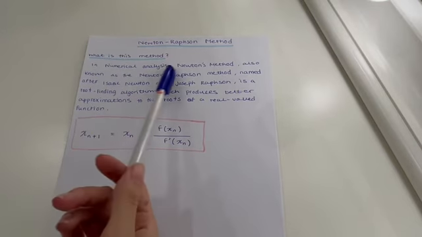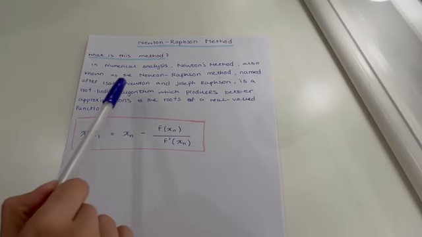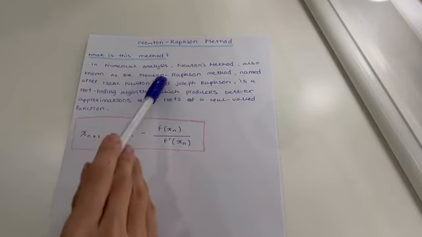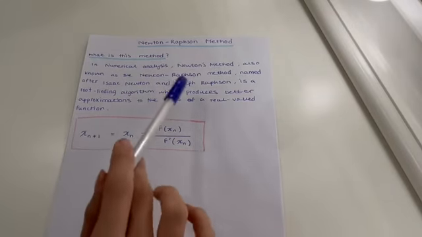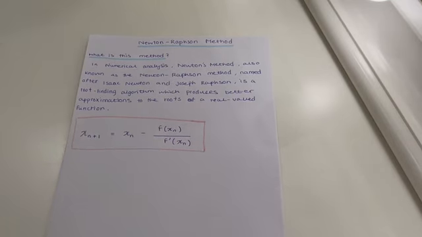In numerical analysis, Newton's method, also known as the Newton-Raphson method, named after Isaac Newton, which is the first part of the name, and then Joseph Raphson, which is the second part of the name, which together forms Newton-Raphson, is a root-finding algorithm which produces better approximations to the roots of a real-valued function.